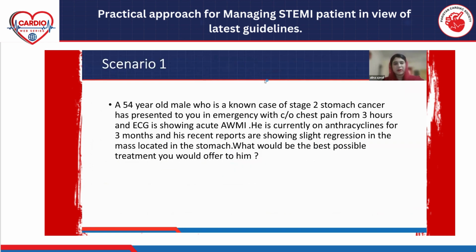there is a 54-year-old male who is a known case of stage 2 stomach cancer. He has presented to us in the emergency with complaints of chest pain for 3 hours, and the ECG is showing acute anterior wall MI. He is currently on anthracyclines for 3 months, and his recent reports are showing a slight regression in the mass located in the stomach. What would be the best possible treatment you would offer to him?